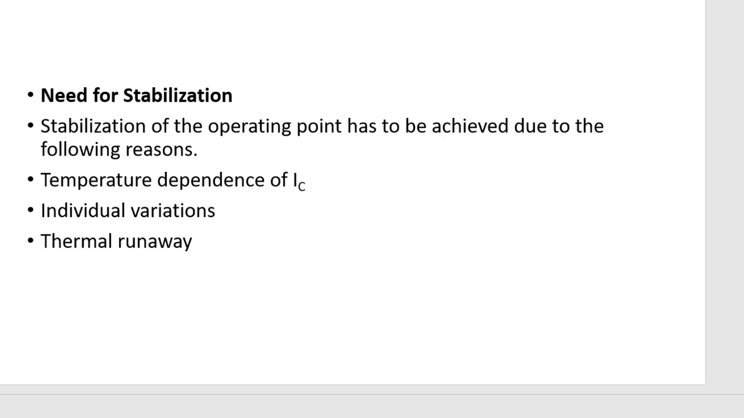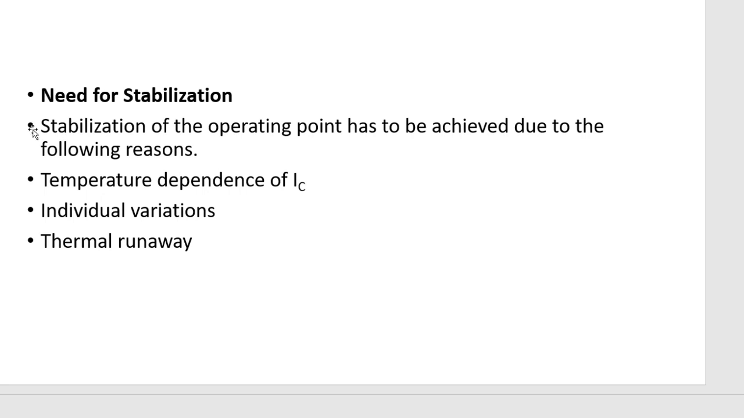If in our circuit the transistor fails or burns, we have to replace the transistor with another one, right? In that case, even if we replace it with another transistor of the same kind, we will not obtain the desired characteristics. So that is what individual variations means.